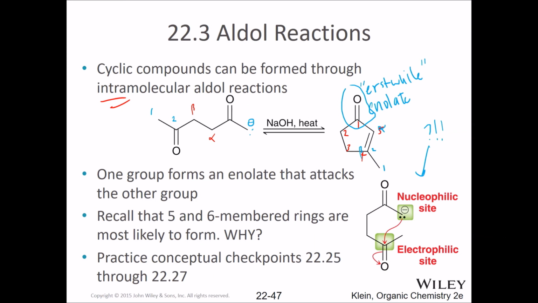Prove to yourself that that's what it is. You see it here. There's the mechanism. I mean, there's the enolate, right? Okay, recall 5 and 6 membered rings are most likely to form.